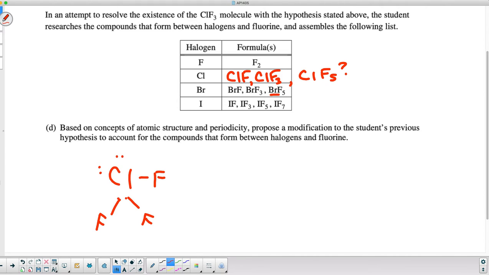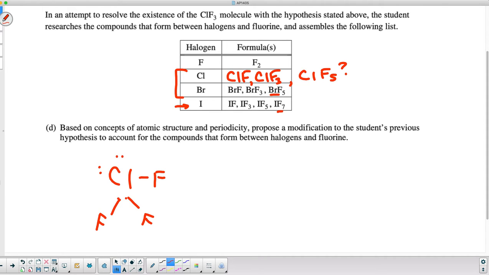Now we see 1, 3, 5, or 7 for iodine. I'm going to show you the difference between chlorine and the others. First of all, these two are going to act similarly, and I'll show you why. And then this one is going to be standalone, and I'll show you why that is also. Okay, so first let's take a look.